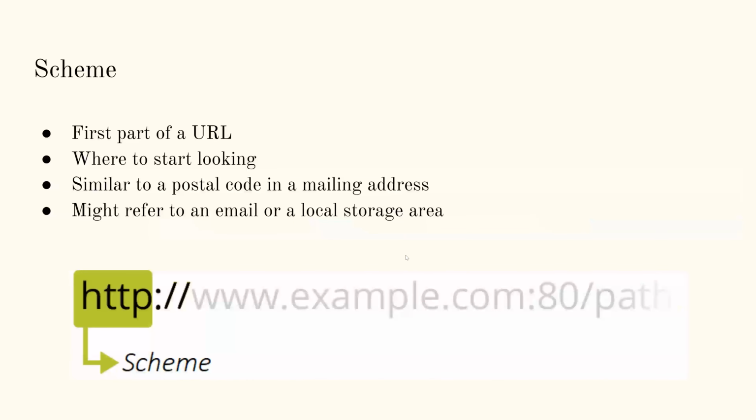So a scheme is the first part of a URL. This is where your computer is going to first start looking. And it's very similar to a postal code in that it gives a general area of where the information or the item is that you're looking for. And while HTTP does refer to something on the internet, you could also have a scheme that refers to an email or even to local storage on your computer, so to one of your hard drives.